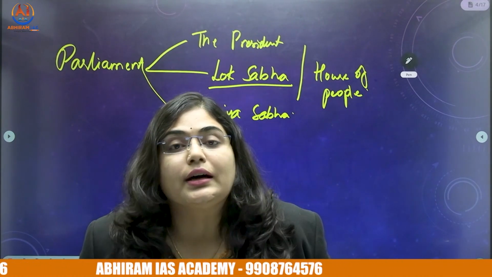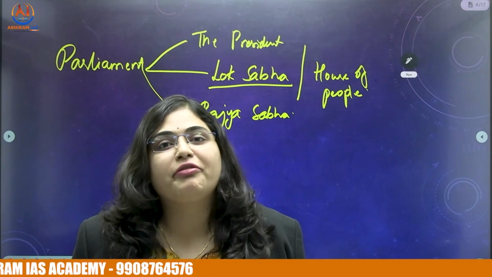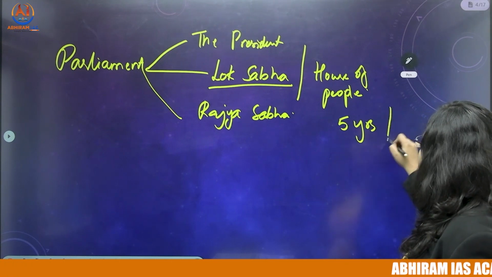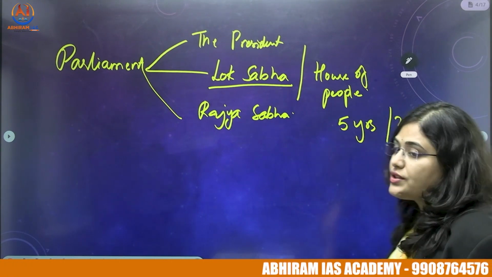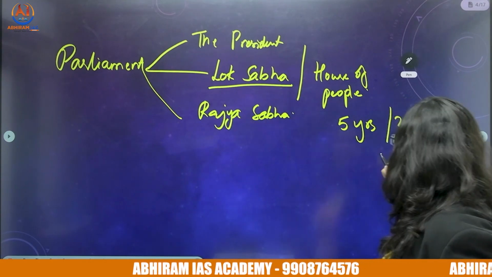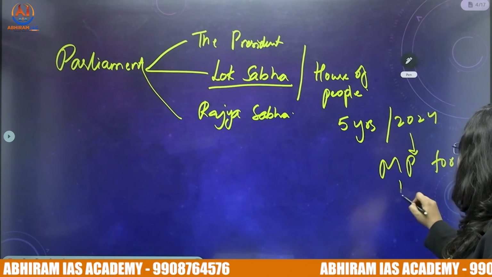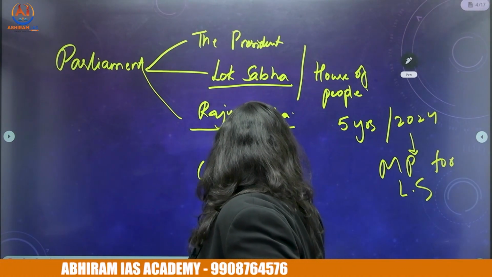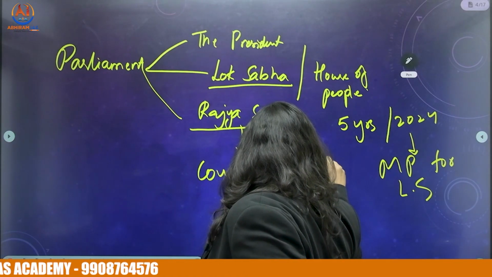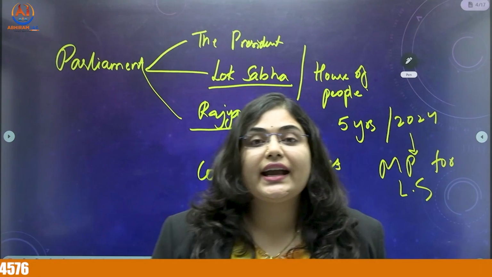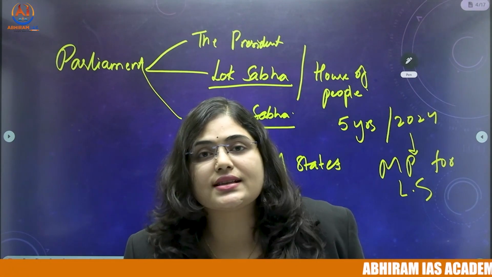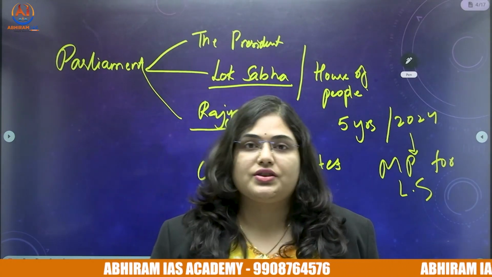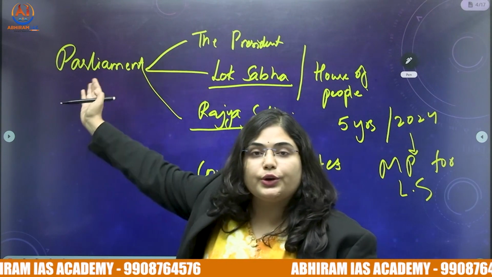where the people directly elect the members of parliament to the Lok Sabha once in every 5 years. In May 2024 we had general elections for the members of parliament, so MPs for the Lok Sabha. The Rajya Sabha is also called the Council of States, where the state-elected MLAs will in turn elect the MPs or members of parliament to the Rajya Sabha. So these three parts together constitute the parliament.